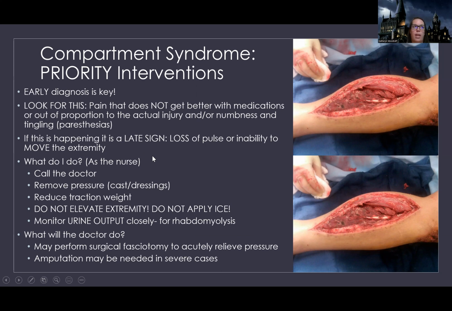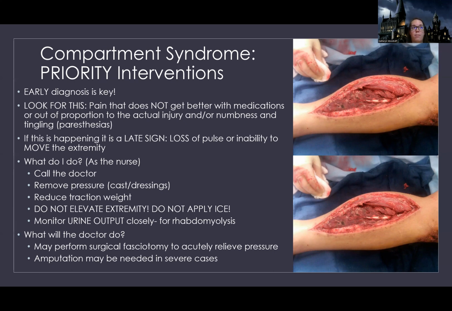So as the nurse, there's not a lot I can do for a patient with compartment syndrome because they usually need a surgical intervention or very serious medical intervention. So, one of the first things I need to do is call the doctor. I'm probably going to remove any pressure, like if they have casts that are constraining the swelling of their compartment, or any dressings. I'm usually going to remove those constrictive dressings. I'm usually going to reduce traction weight.